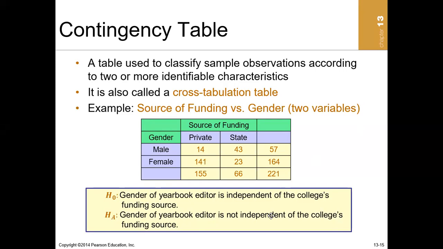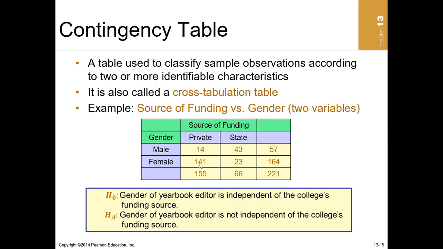Now, in this example, the study seeks to find whether there is a significant association between gender and source of funding. So gender is categorical, and source of funding, in terms of private or state, is also categorical. So the figures you see in there are not numbers, they are just frequencies. So in this table, there are 14 males whose source of funding is private, and 43 males whose source of funding is from the state. So the total number of males is 57.